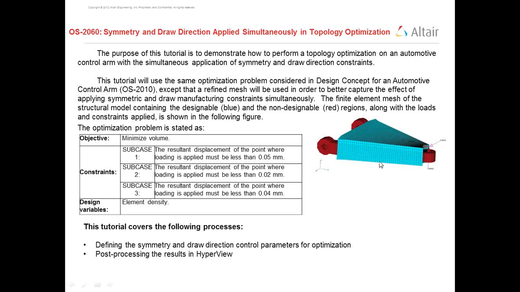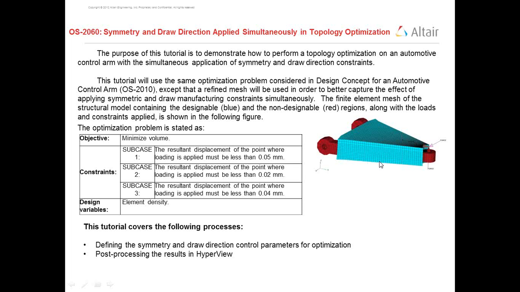Then the constraints, that may be manufacturing constraints or the constraints which I want the optimized model to follow, are: for subcase 1, the resultant displacement at the point where the force is applied should be less than 0.05 mm. For subcase 2, the resultant displacement at the point where the loading is applied must be less than 0.02 mm. And for subcase 3, the resultant displacement at the point where the loading is applied must be less than 0.04 mm. My design variables are element densities.